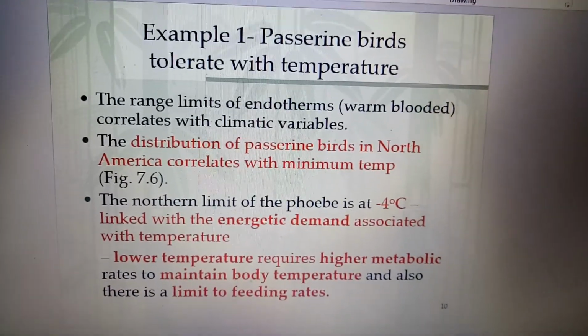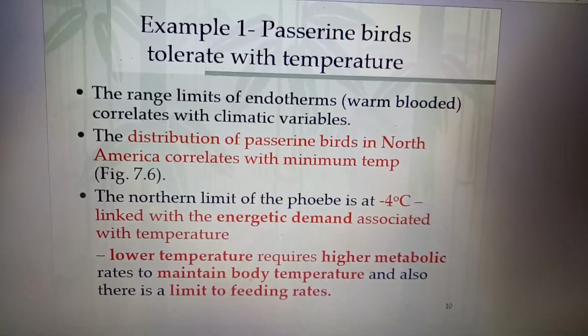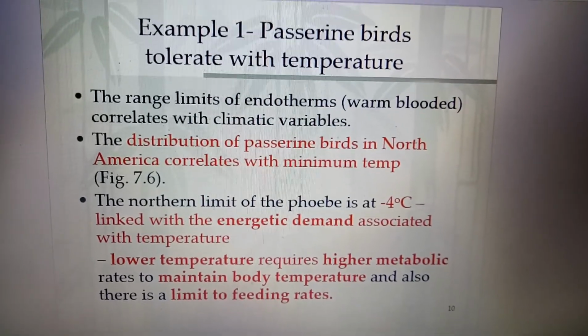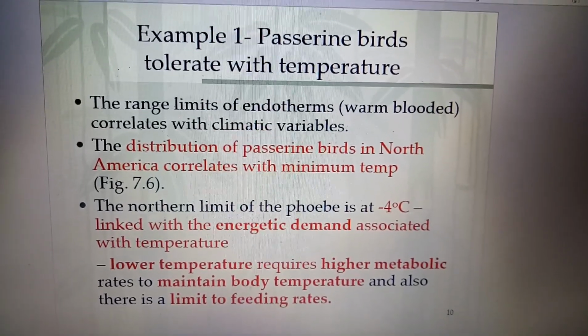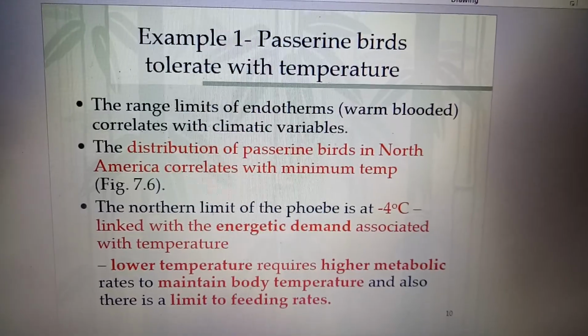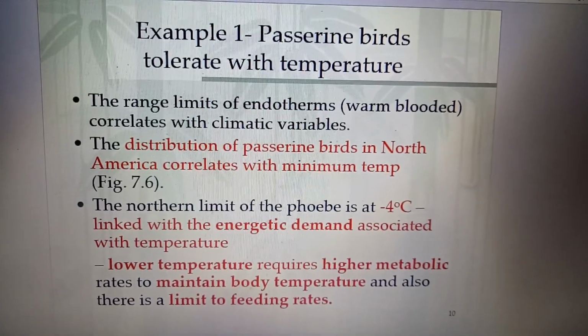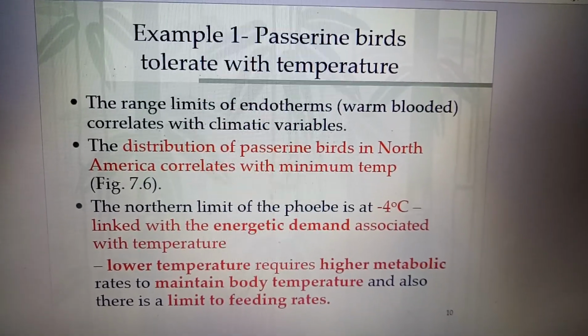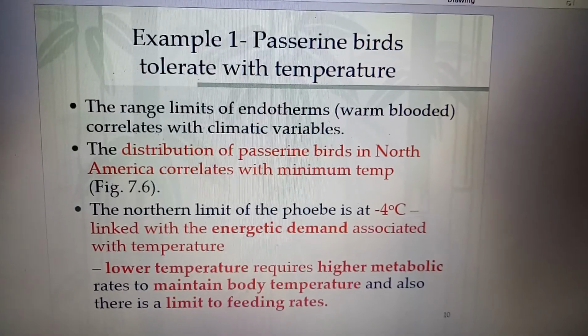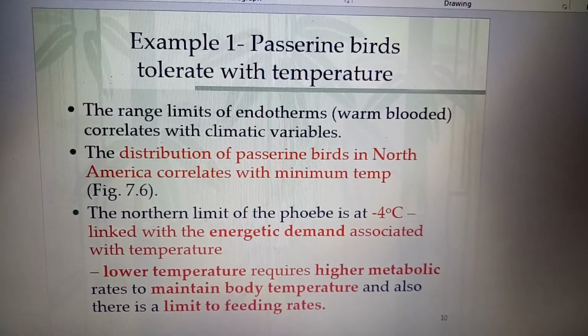Okay, example number 1 for passerine birds, tolerance with temperature. So what happened? The range limits of endotherms. Endotherm is actually warm-blooded. It correlates with a climatic variable. The distribution of passerine birds in North America correlates with maximum temperature.